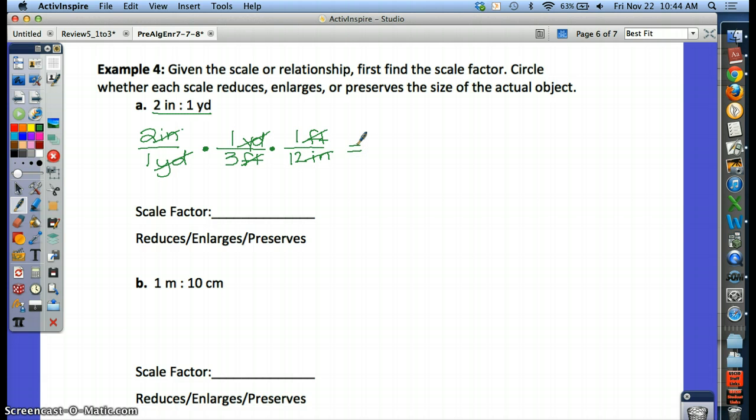And now you multiply straight across. 2 times 1 times 1 is 2. And 1 times 3 times 12 is 36. And then reduce this. So we can take out a 2 for both of those. Once it's reduced, you have your scale factor. It's 1 over 18. Does this reduce, enlarge, or preserve? Well, it's less than 1, so it reduces. Okay, pause the video, try the next two, then press play to check your results.